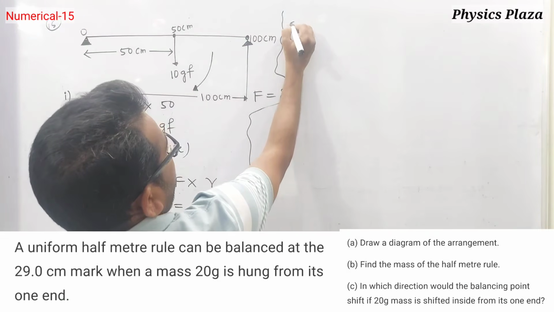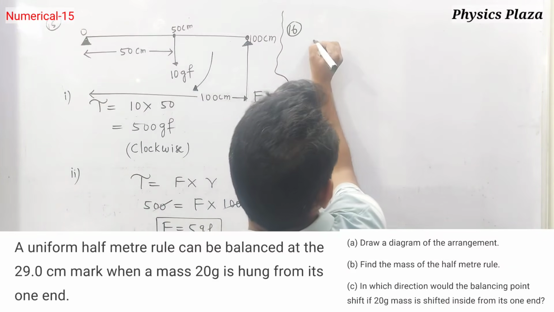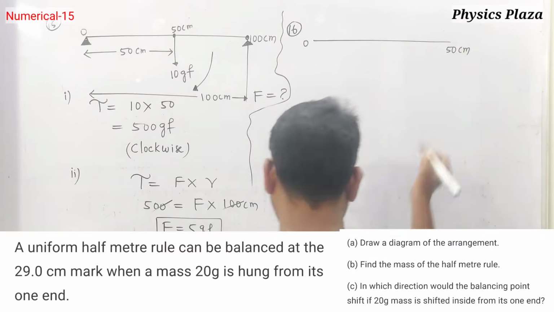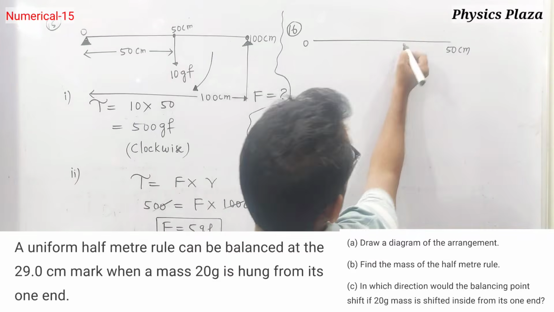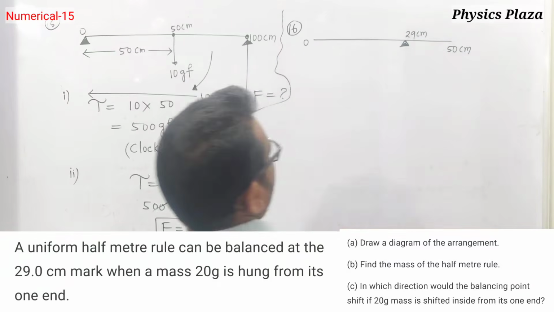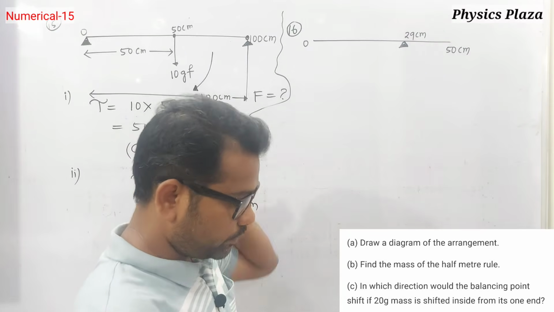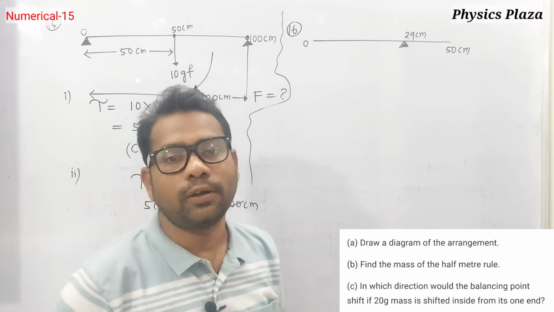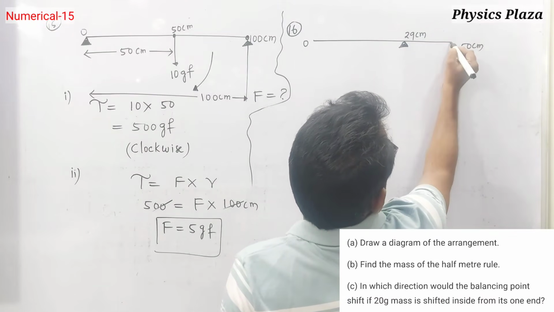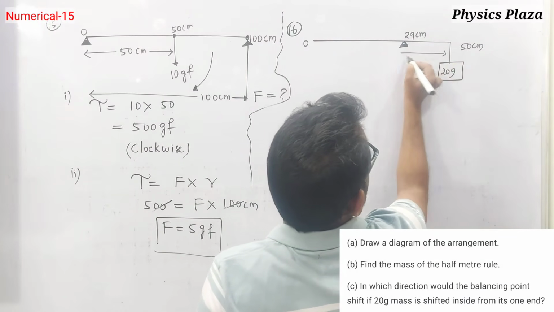Children, here let us see the 16th numerical. Don't get confused, children. This numerical is based on a half meter rule. So half meter rule means we should take 0 to 50 centimeter. Now they are saying that it is pivoted at the 29 centimeter mark. So the 29 centimeter mark is on this side. Now children, do you think it is balanced? No, it is not balanced. Now they are asking us to add a 20 gram mass at one of its ends. Obviously, children, the 20 gram is to be added on the right side only in order to balance it. So this perpendicular distance is going to be how much?